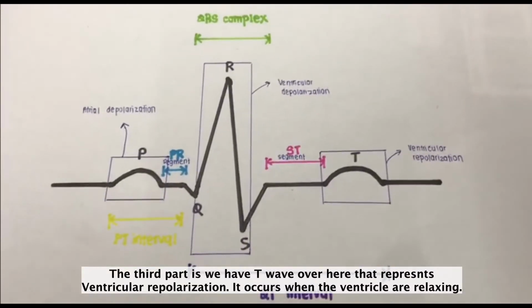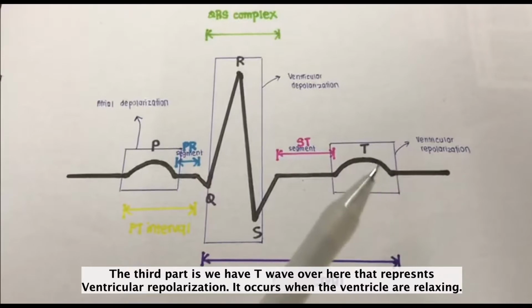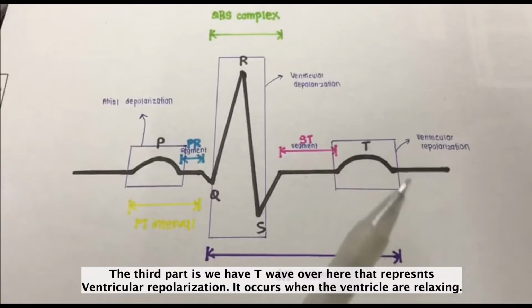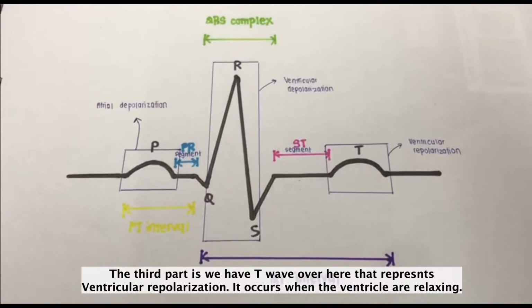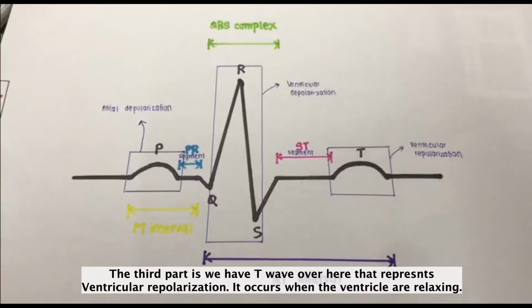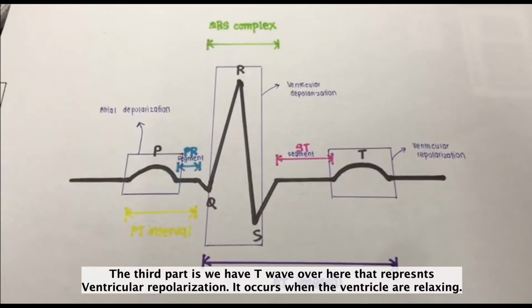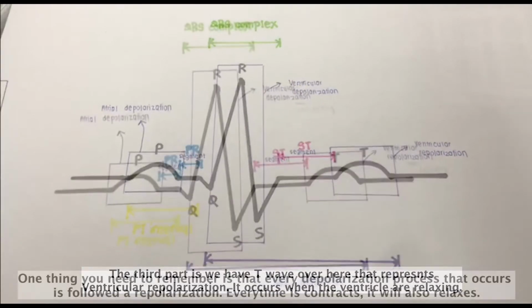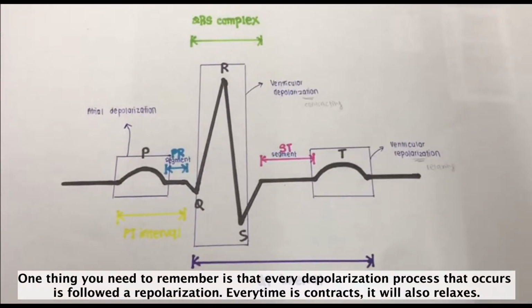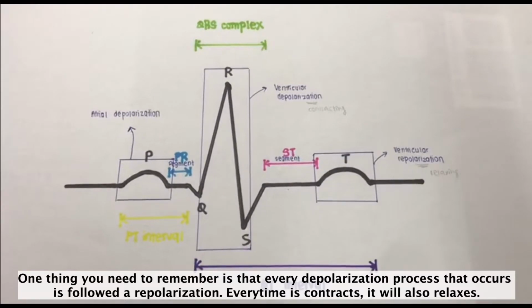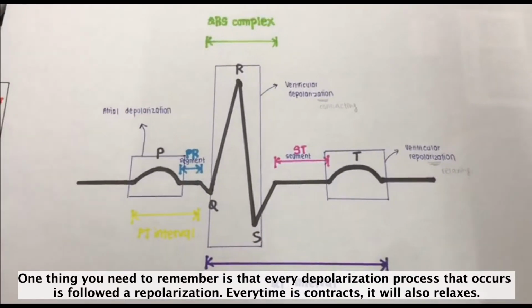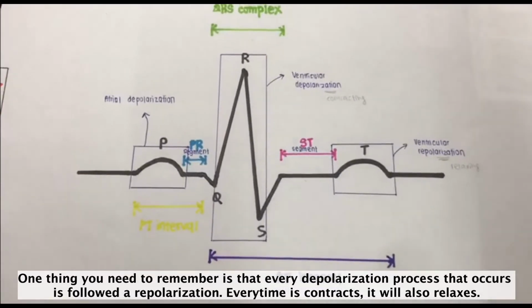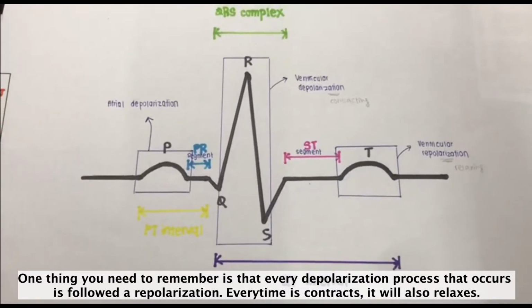And the third part, we have this T wave over here that represents ventricular repolarization. Ventricular repolarization occurs when the ventricles are relaxing. One thing you have to keep in mind is that every depolarization that occurs is followed by repolarization. Every time it contracts, it will also relax.